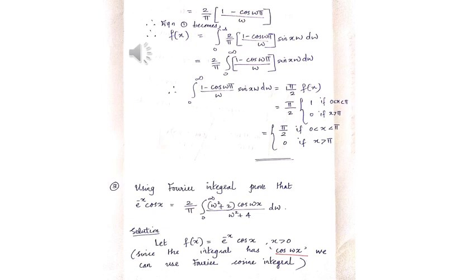Now our next question: using Fourier integral, prove that e raised to minus x cos x is equal to 2 by pi, integral from 0 to infinity of (omega square plus 2) into cos omega x divided by (omega raised to 4 plus 4) d omega. Here also in the integral part we are having cos omega x, so let us take the Fourier cosine integral. And what about the function we are going to take here? The function should be e raised to minus x cos x for x greater than 0.